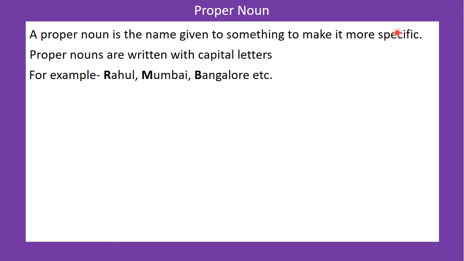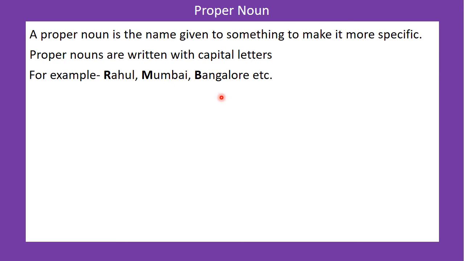Proper nouns are written with capital letters, as proper nouns specify a particular name of any animal, place, thing, person. So it is capitalized, not the full word, only the first letter of the word. So let's move on to the examples of proper nouns.